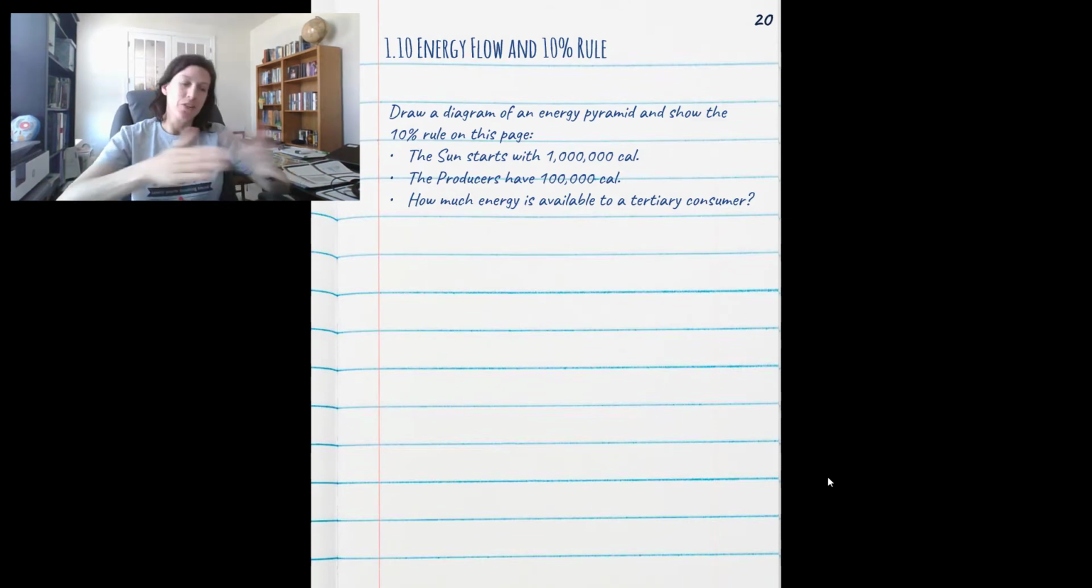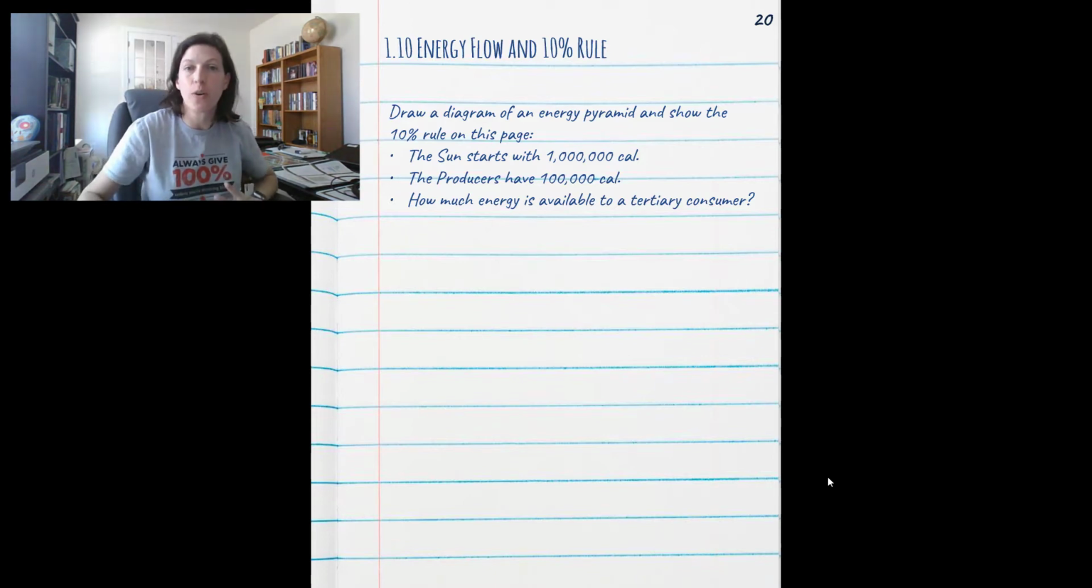Looking at page 20, just look over to the left. We're going to draw a diagram of an energy pyramid and show the 10% rule on this page. So get your different colored pencils and let's go ahead and work on this diagram.